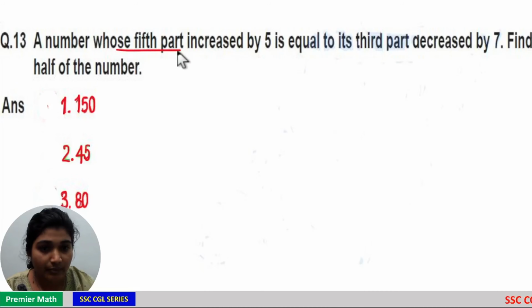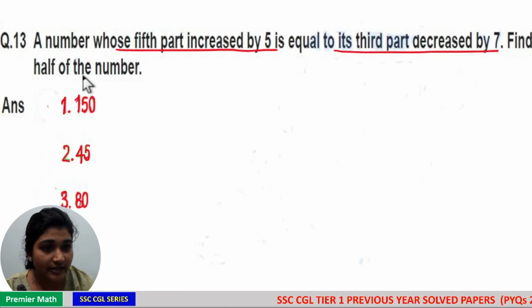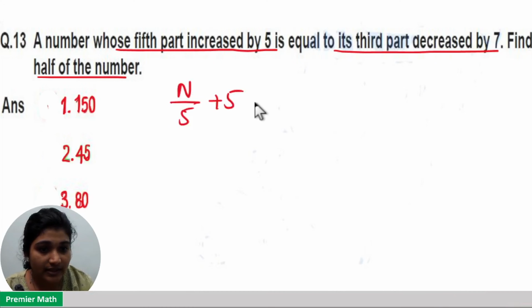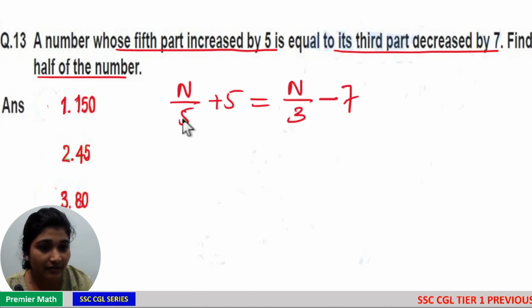A number whose fifth part increased by 5 is equal to its third part decreased by 7. Find the half of the number. Here, if n is the number, its fifth part increased by 5 is equal to its third part decreased by 7. So n by 5 plus 5 equals n by 3 minus 7.